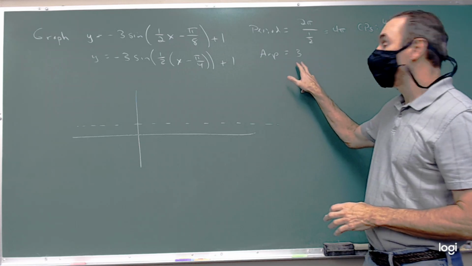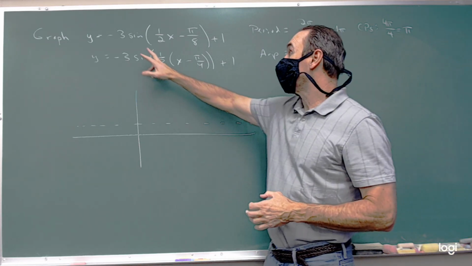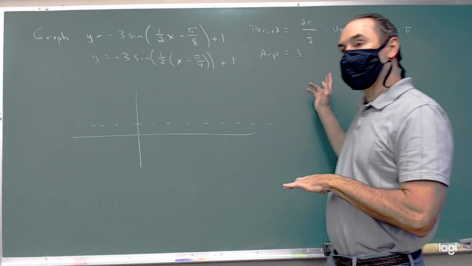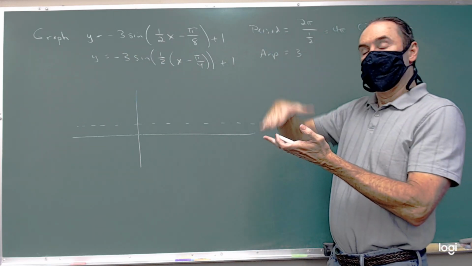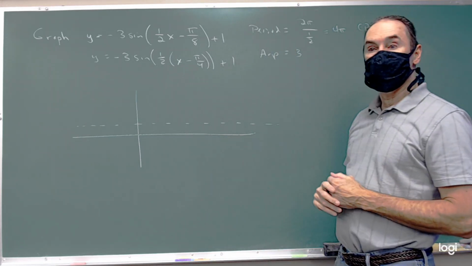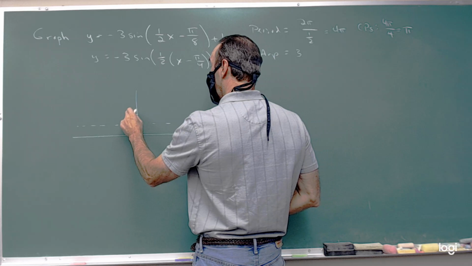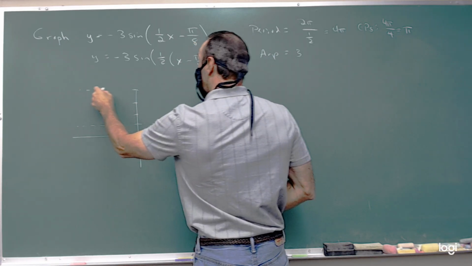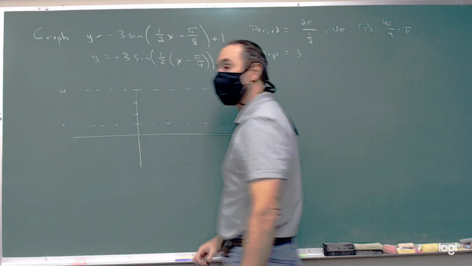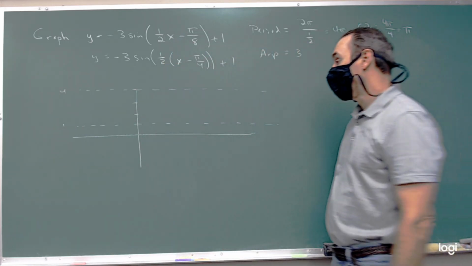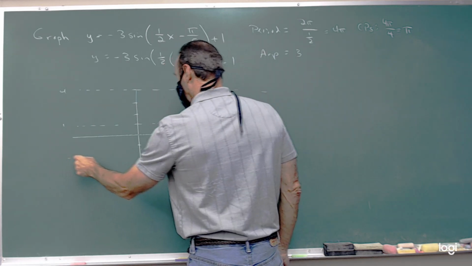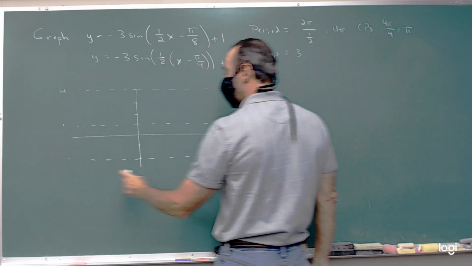Now our amplitude we said was 3, so the biggest sine can ever be is 1, the smallest it can ever be is -1. That's going to get multiplied by 3, so it's going to get the biggest 3 above and 3 below the midline. So I'm going to go 1, 2, 3, and put a dotted line to use as a guide. So that's going to be the tallest the graph ever is. Then I'm going to go down 3, 1, 2, 3.